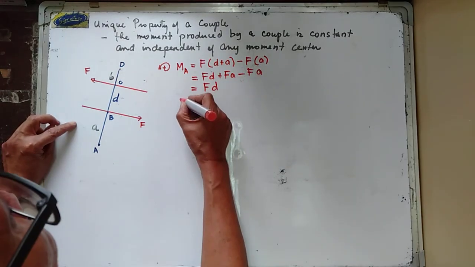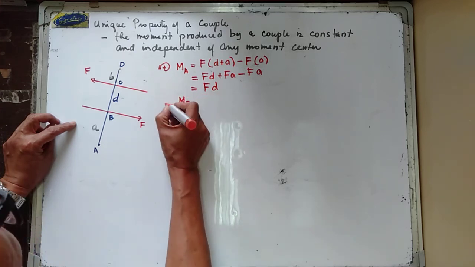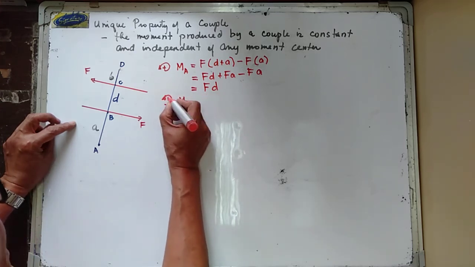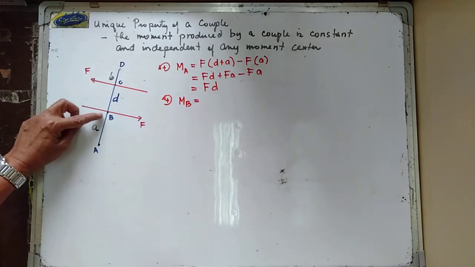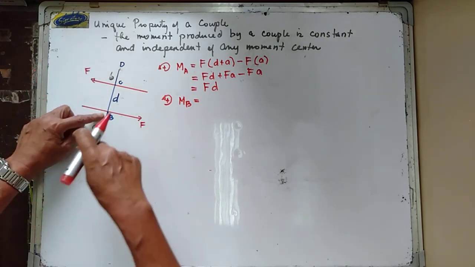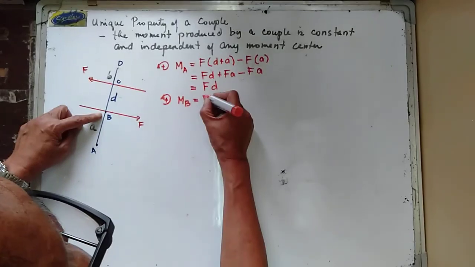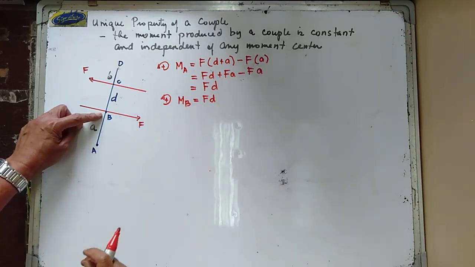Now, let us try to get the moment of the couple about point B. Still, let us consider counterclockwise moment positive. So, about point B, this couple in here, we're going to have moment about point B, and that is F multiplied by D.